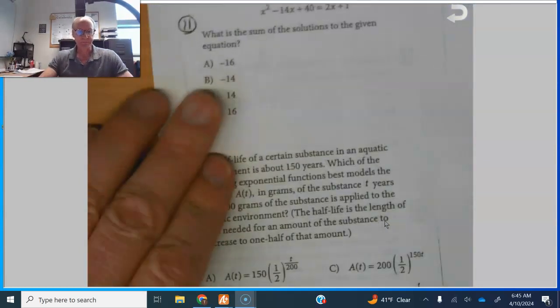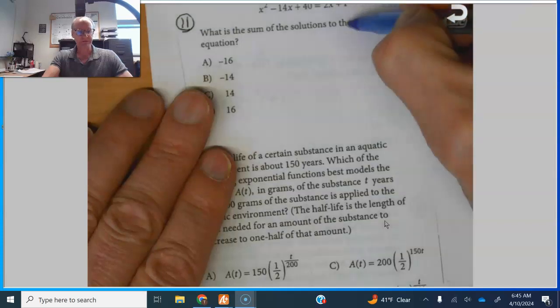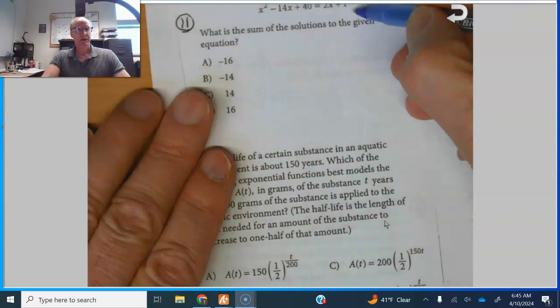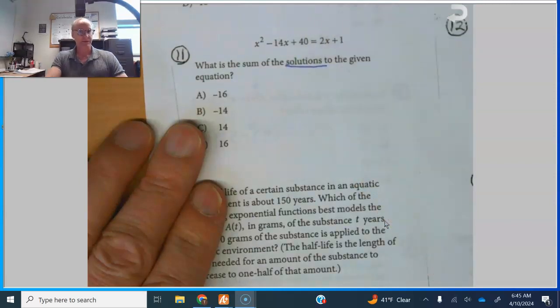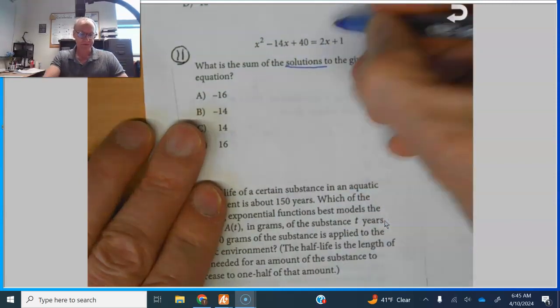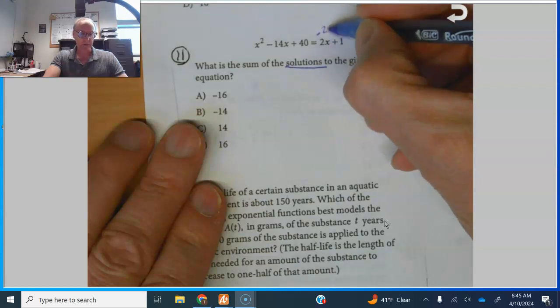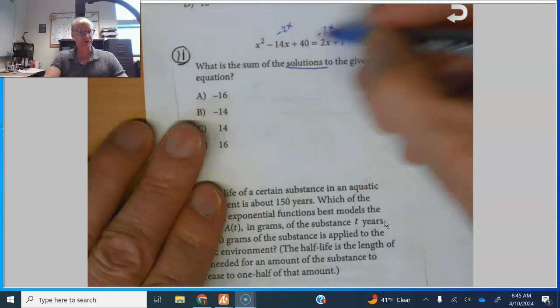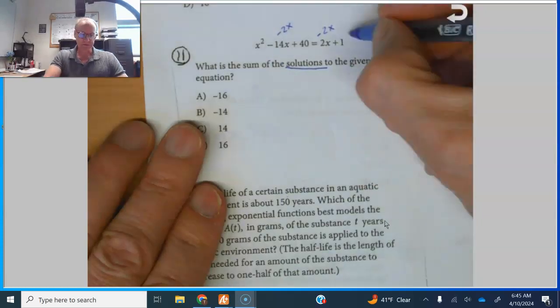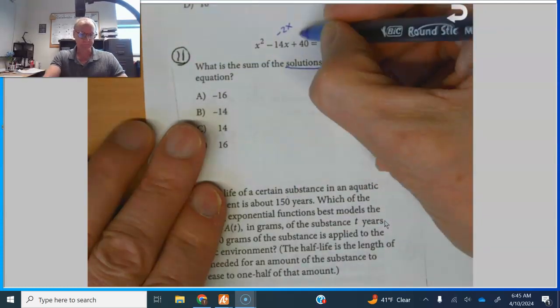All right, number 11. What is the sum of the solutions to the given equation? Now, they tell you that there are more than one solution, and there probably is 2. So I'm going to subtract 2x. In general, whenever you have quadratics, you want to get them equal to 0. And so I'm also going to subtract the 1.